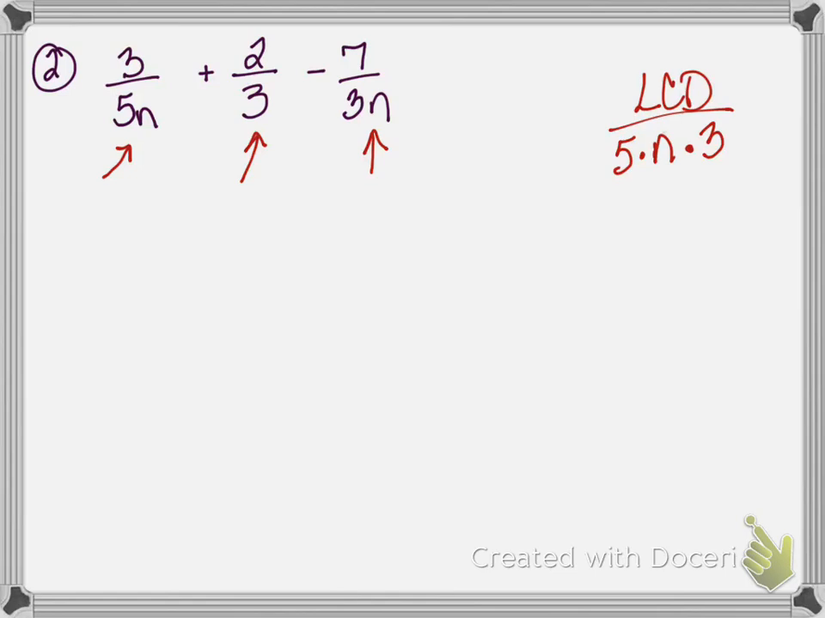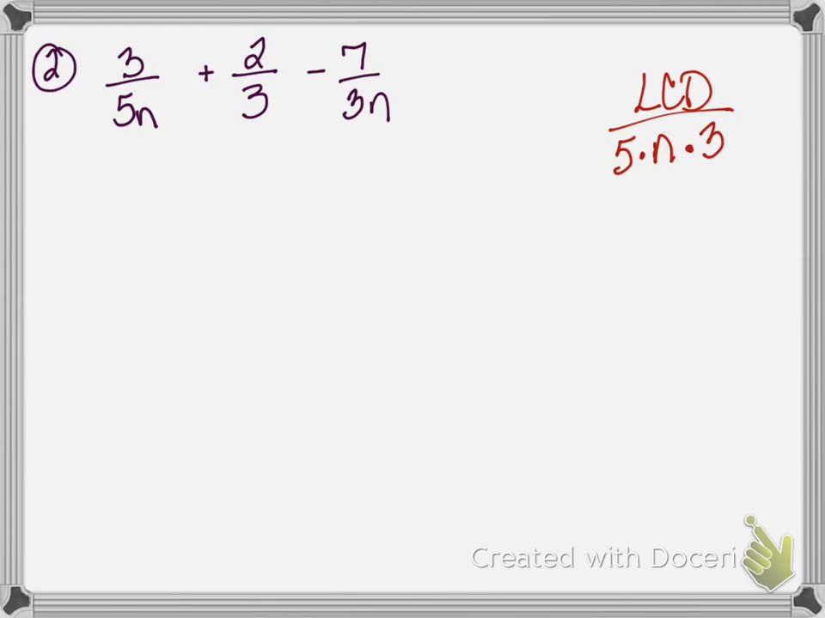Now, I don't need an n squared in this because none of my denominators have an n squared in it. So I don't have to write the n down again unless that was 3n squared. So this one would not be a situation where I have an n squared. Okay, and now we're going to do the same thing again.